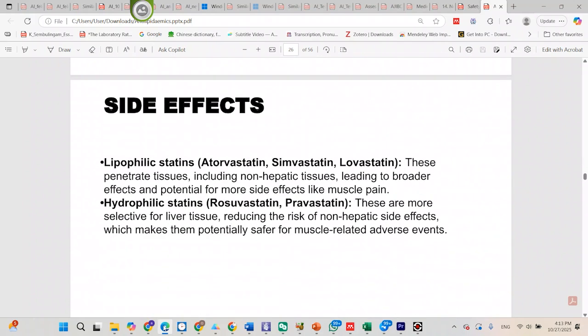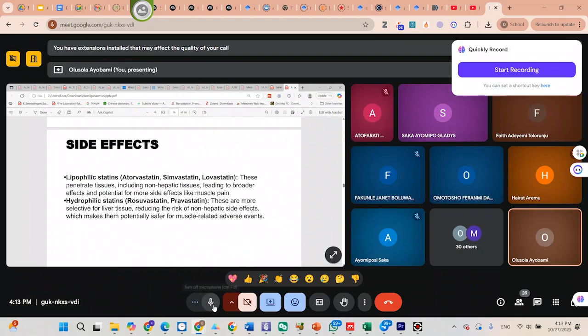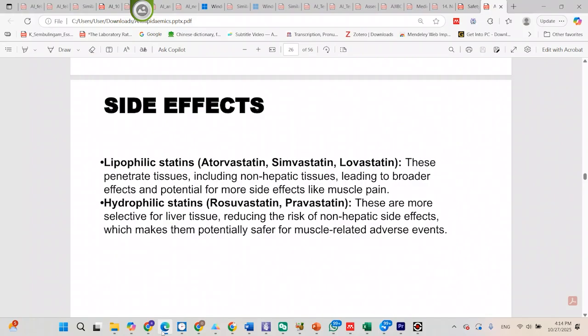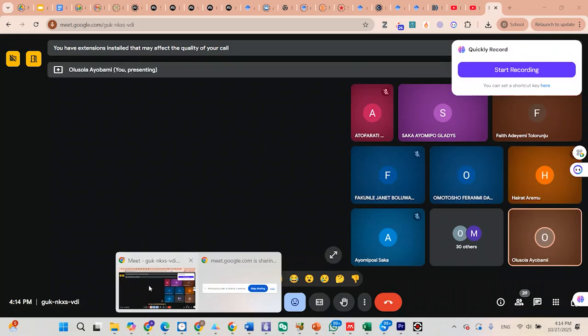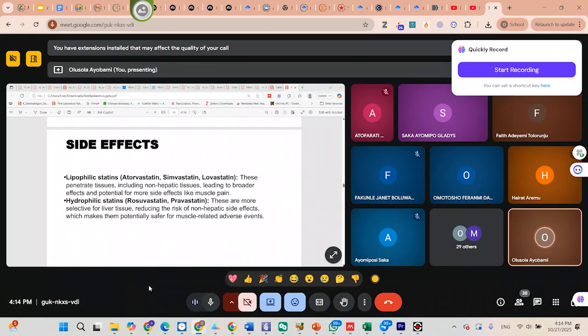Side effects: lipophilic statins. This is another reason why I am choosing rosuvastatin as the superior statin. Lipophilic statins easily penetrate the tissues. Synthesis of cholesterol is in the liver, so the target of this drug is the liver. But lipophilic statins can penetrate into other non-hepatic tissues and cause broader effects like muscle pain. Particularly when you use high intensity, the muscle pain can be so severe that it leads to rhabdomyolysis.